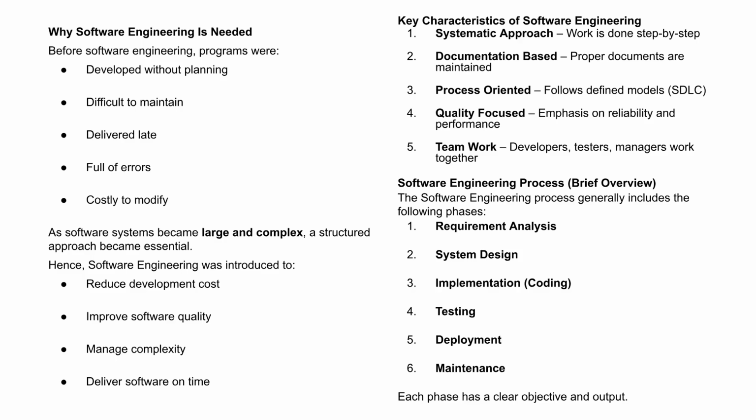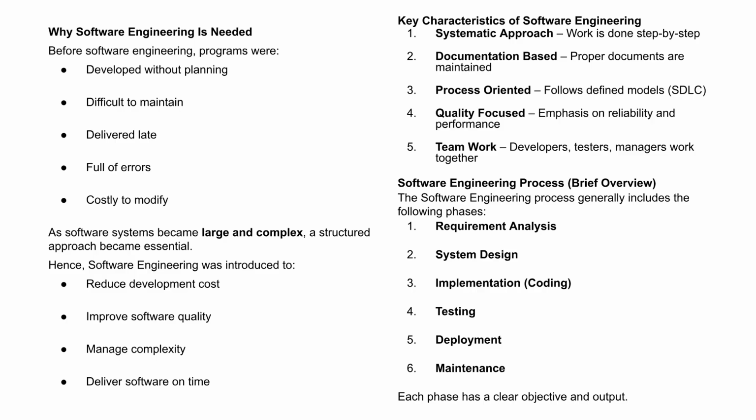Key characteristics of software engineering. Systematic approach. Work is done step by step. Documentation-based, proper documents are maintained. Process-oriented. Follows defined models, SDLC. Quality-focused. Emphasis on reliability and performance. Teamwork. Developers, testers, managers work together.